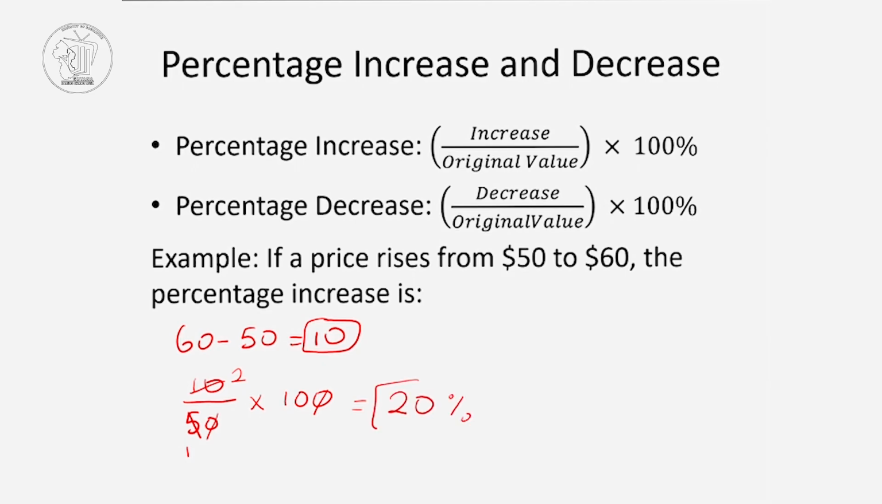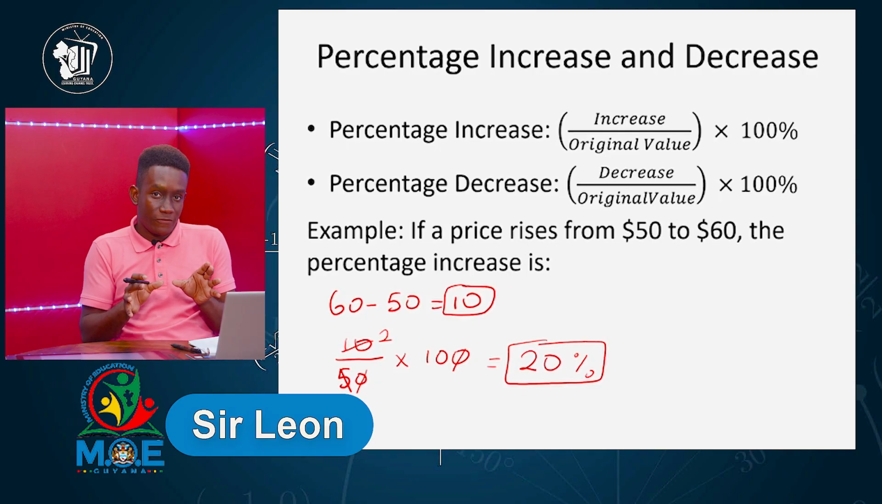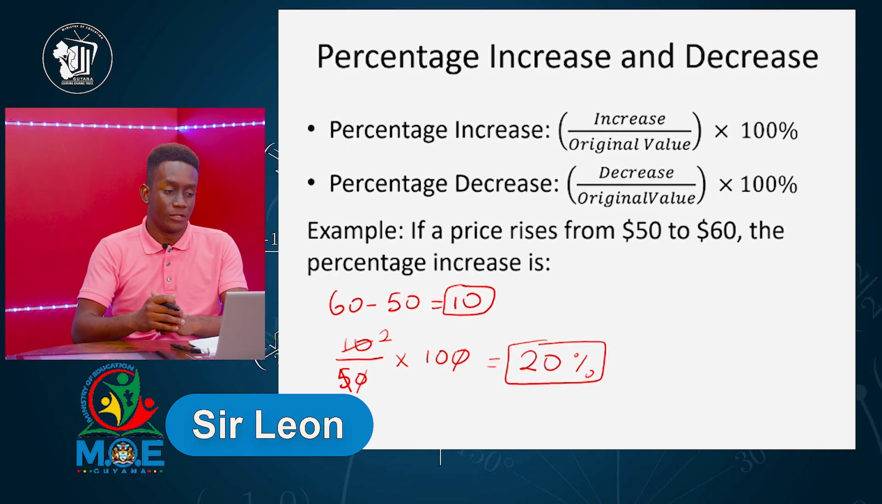So the percentage of increase of the price would be 20%. So we subtract, we take that difference and we put it over the original value and we multiply it by 100.